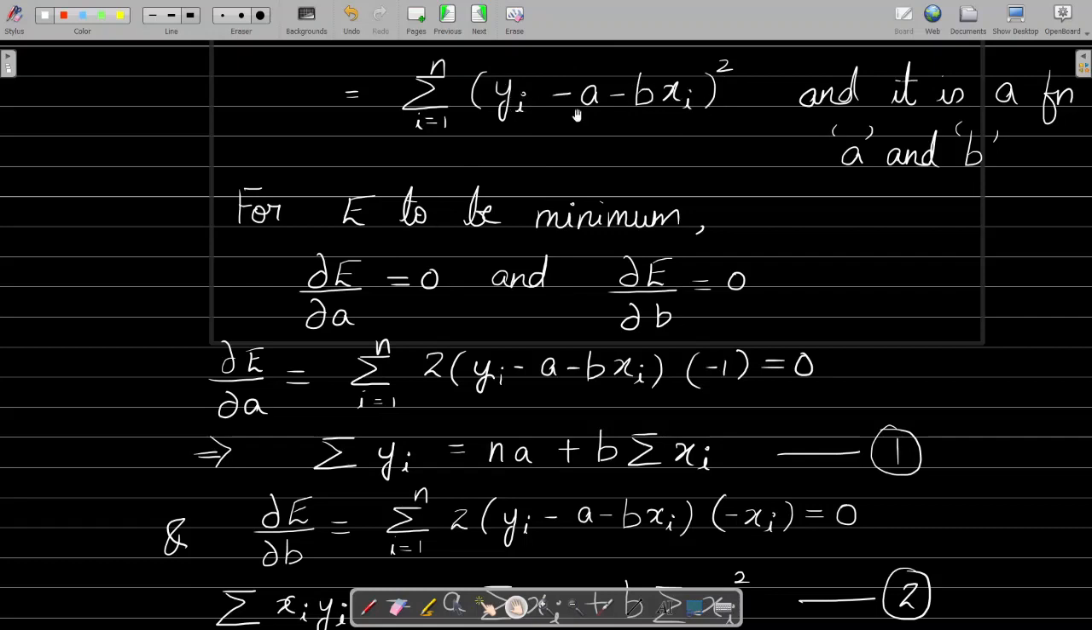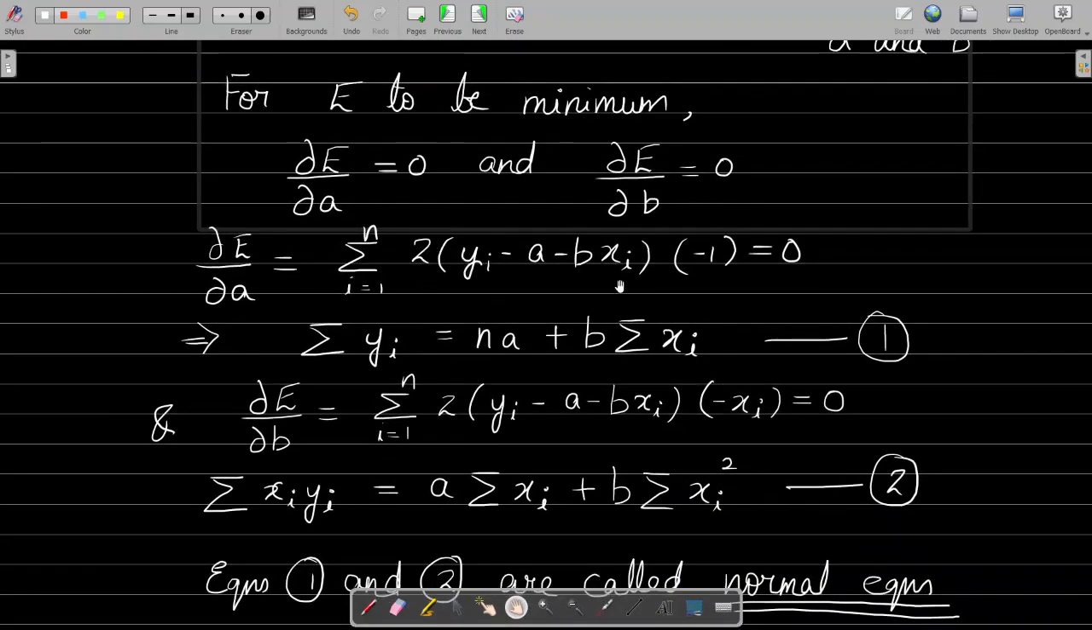So yi is a constant, b of xi is a constant. When I'm taking the partial derivative with respect to a, both those derivatives will be 0, and the only derivative I have to take is with respect to this minus a. So dou by dou a of minus a. What is the derivative of minus a with respect to a? It is minus 1. Okay, so here this minus 2 I can take common outside, so I will cancel it out on both sides. Right hand side is 0.